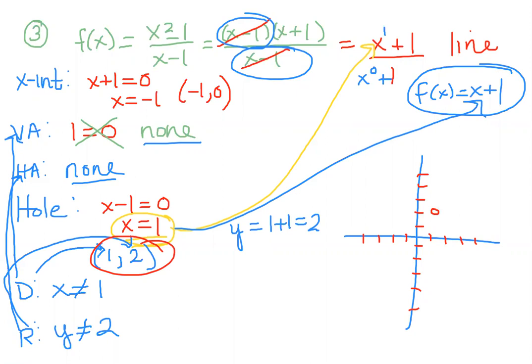And we also know that (-1, 0) is in there. If we wanted to graph it, the y-intercept is 1, and the slope is 1. So this is what our graph looks like. It's a line with a hole at the point (1, 2).